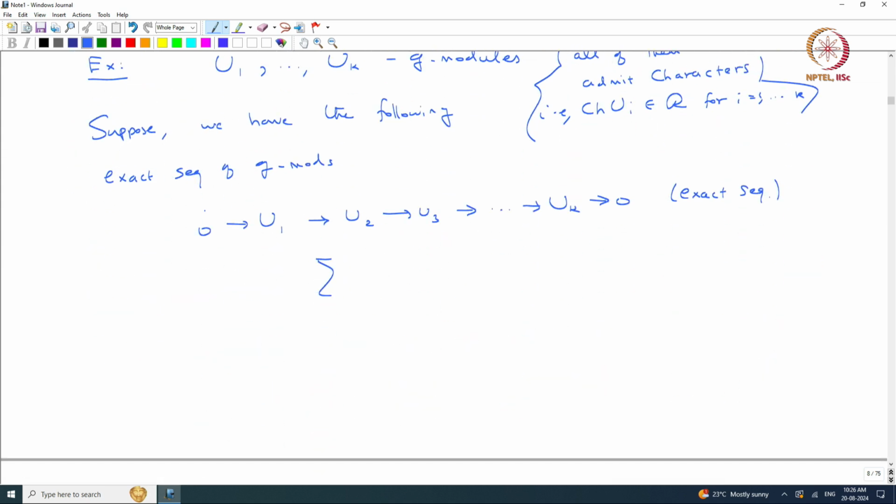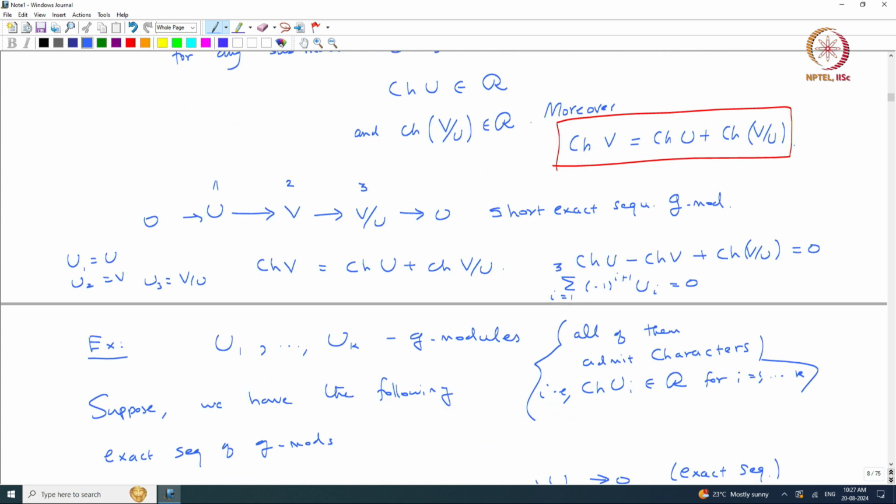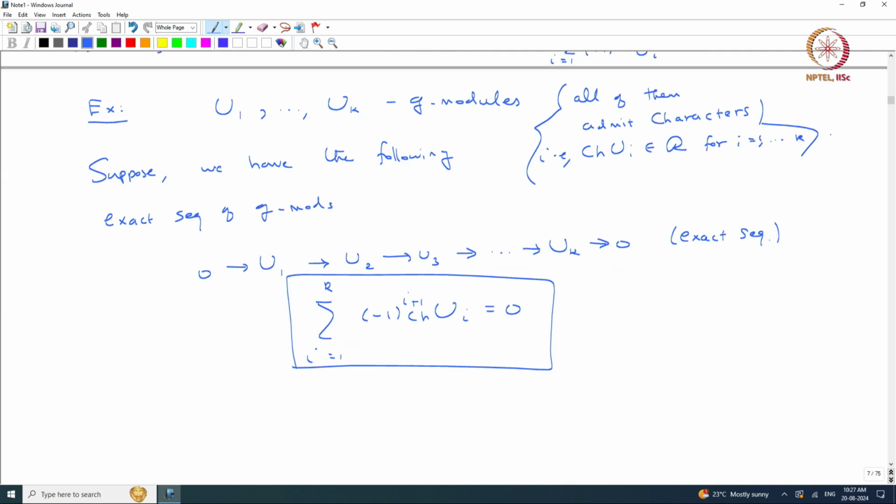If you interpret it that way, then for a long exact sequence, the sum of (-1)^(i+1) times the character of u_i, i ranging from 1 to k, should be 0. This indeed follows from what we have in the length 2 exact sequence. This is something I will prove, and then you can prove this exercise on your board.